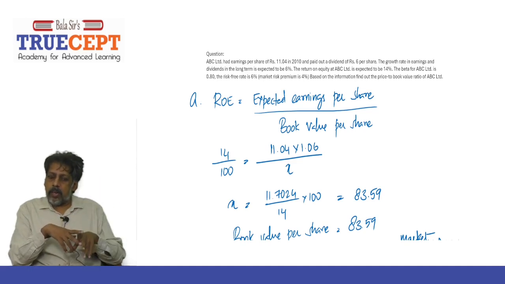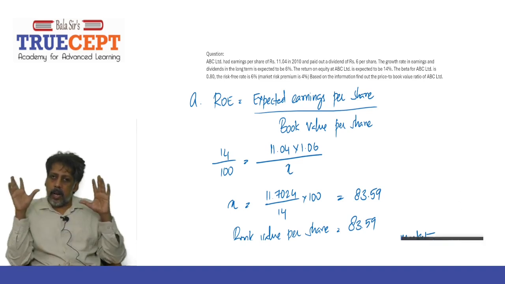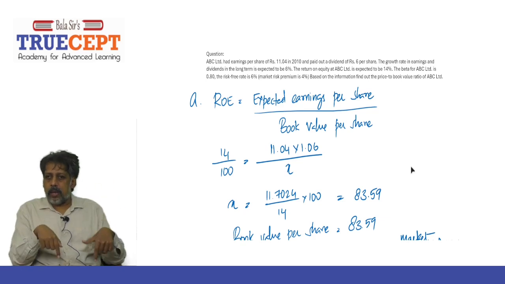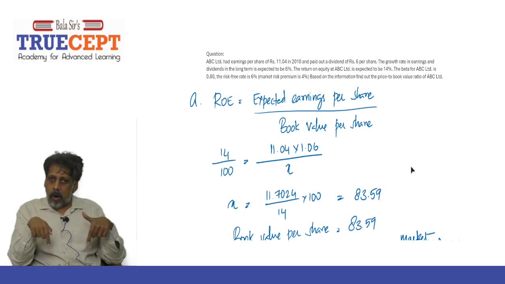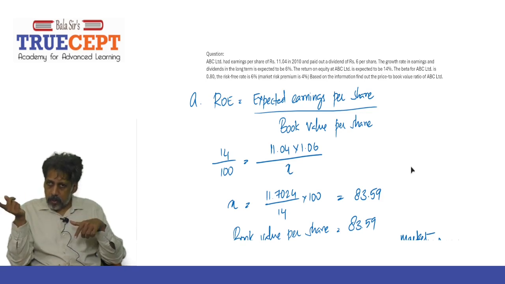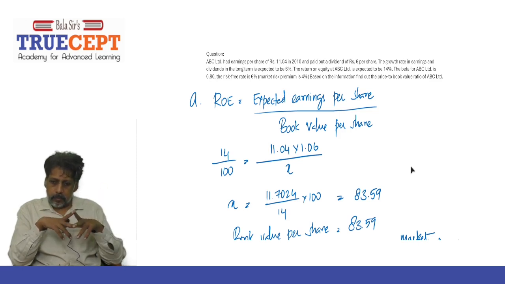But remember, it's a return on equity. Expected means what? It is return on equity equals expected earnings, not the current earnings, divided by the book value, the equity funds employed as of today. Like a D1 by P0, this is expected earnings E1 divided by book value at time 0, today. Is that fine? Next. The beta for ABC Limited is 0.8.